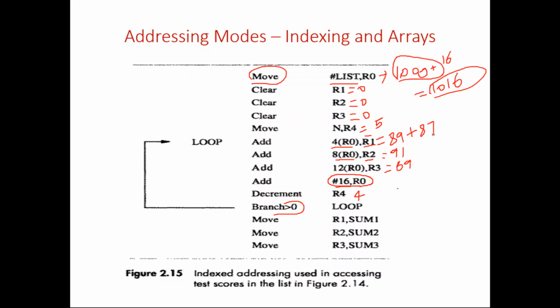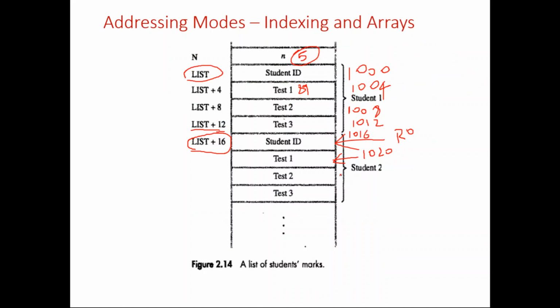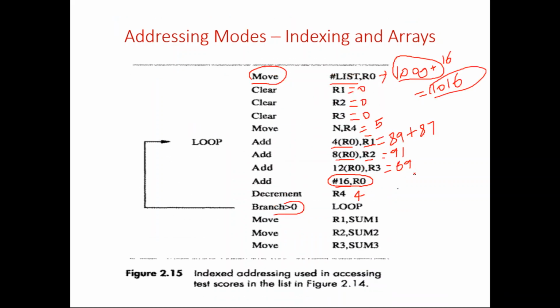Next, add 8(R0), R2. What is R0? 1016, and 1016 plus 8 is 1024. What is 1024? Again, 1024 is this location, which refers to the test 2 score of the second student. Now that will be added with R2. R2 already contains the test 2 score of the first student. So if the test 2 score of the second student is 82, then that will be added with R2.